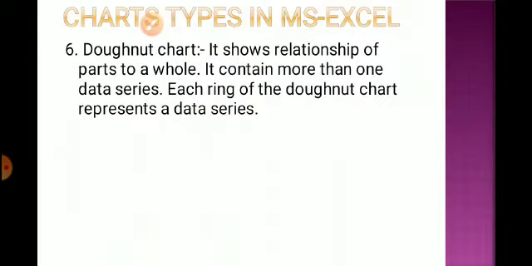Next one is donut chart. Like a pie chart, a donut chart shows the relationship of parts to a whole. But it can contain more than one data series. Each ring of the donut chart represents a data series.